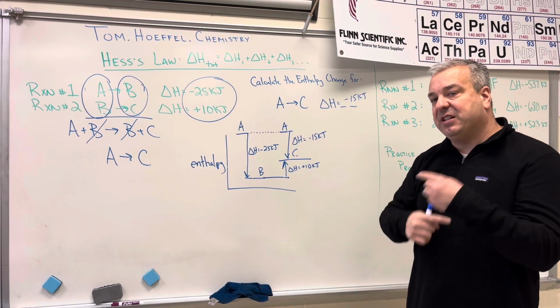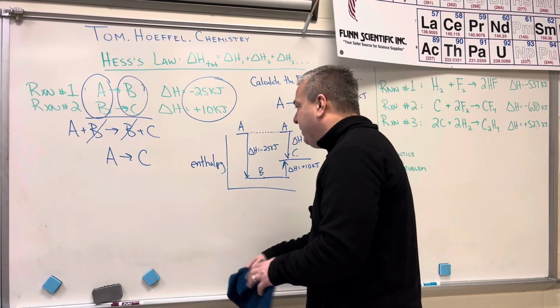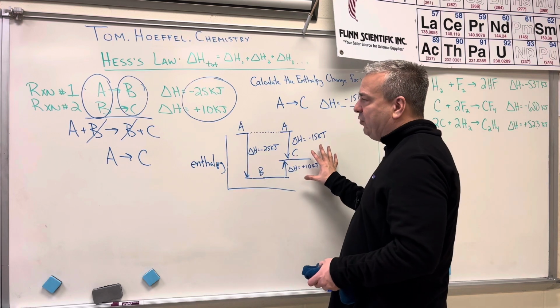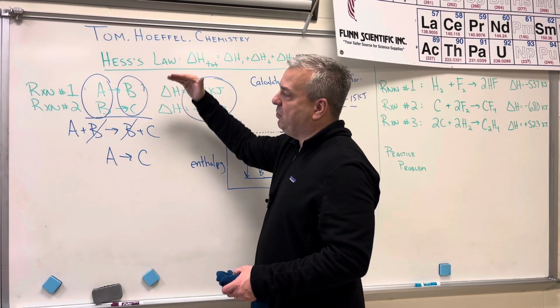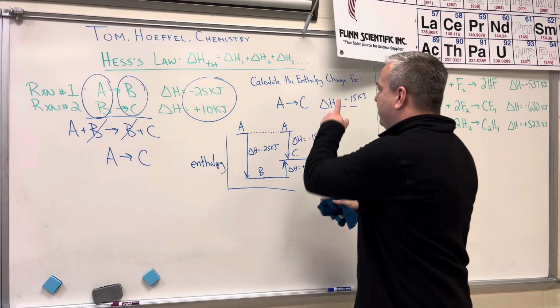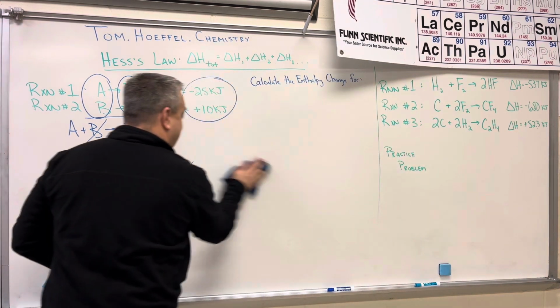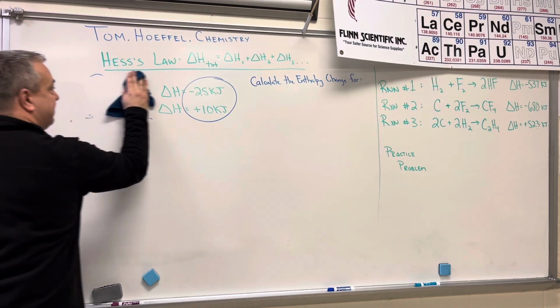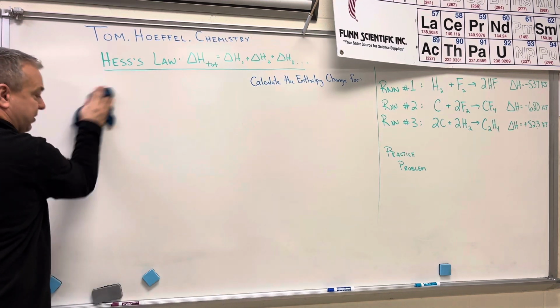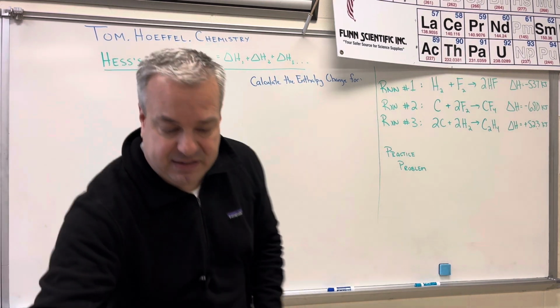And the next question is going to be ramped up just a little bit. In the next one, you don't have to draw the enthalpy diagram, but you do have to look at chemical reactions 1 and 2 in order to calculate the enthalpy change of a reaction that's not listed as reaction 1 or 2.